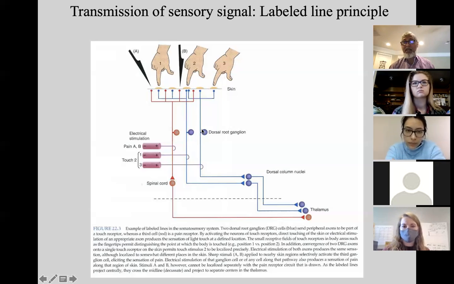You see dorsal root ganglia. This is the peripheral process. It divides into three branches, right? So now if you touch here, and if the touch is strong enough... if the touch is weak, only this one will carry signal, right? If the touch is stronger, then this one and this one will be stimulated, but it cannot stimulate this one.